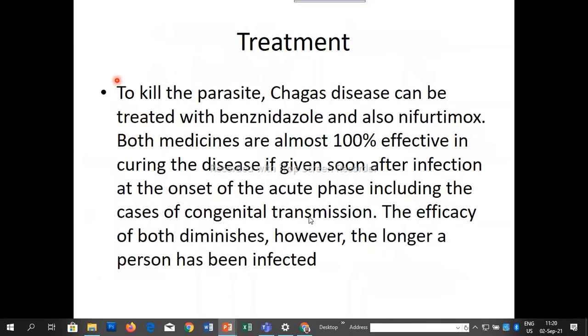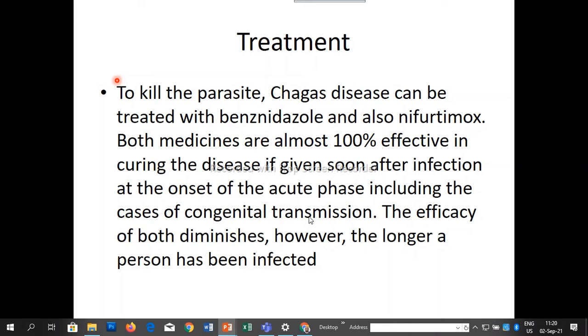So to kill the parasite, Chagas disease can be treated with benznidazole and also nifurtimox. Both medicines are almost always effective in curing this disease if given soon after infection. The efficacy of these diminishes, however, the longer a person has been infected. As you delay treatment, treatment is less effective, especially when there is involvement of the central nervous system and so on.